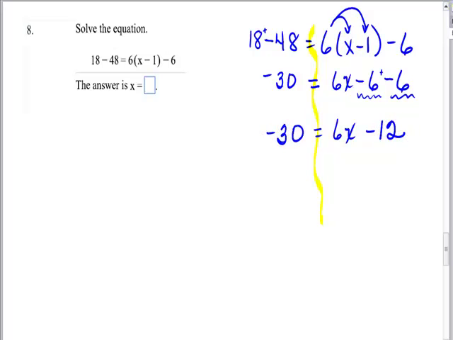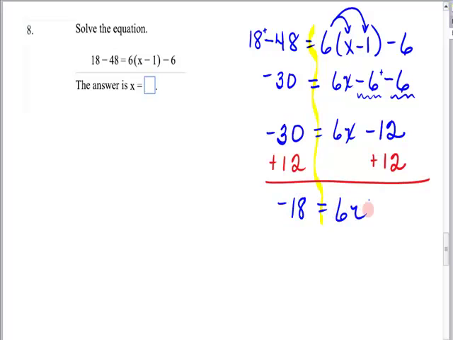Nothing changed on the left. So the left-hand side took me 1 step to simplify. The right-hand side took me 2 steps to simplify. Do I have x's on both sides? No. So I will focus on this right-hand side. Is there a constant to get rid of? Yes, there's a minus 12, so you're going to add 12. Add 12. Negative 30 and positive 12 gives me negative 18 is equal to 6x.